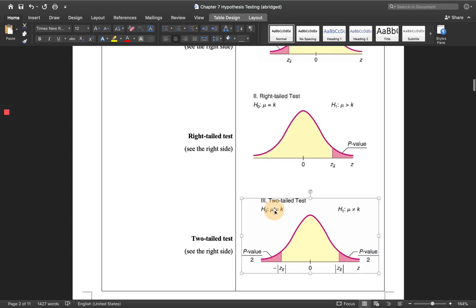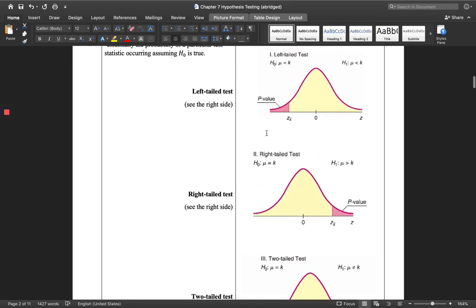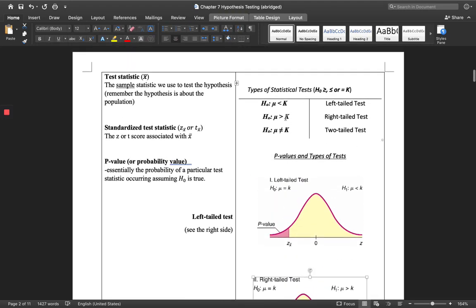Oh, I just realized, I'm not sure who made these. I kind of stole these pictures. These H naughts are actually a little deceiving. This should actually say mu greater than or equal to k. This one should actually say less than or equal to k here. But I'm not able to edit these, so we'll just have to refer to this table on the top for us to know what it really is.